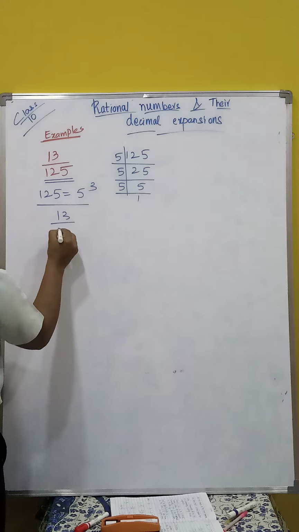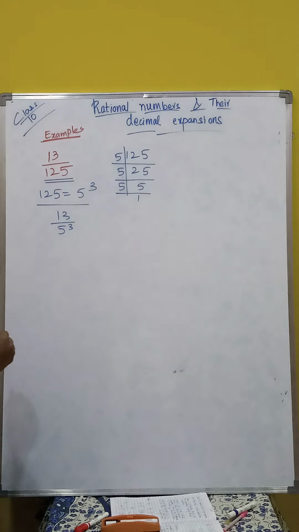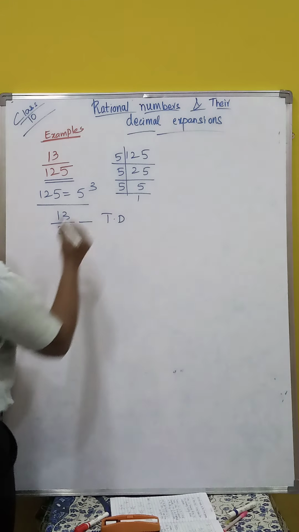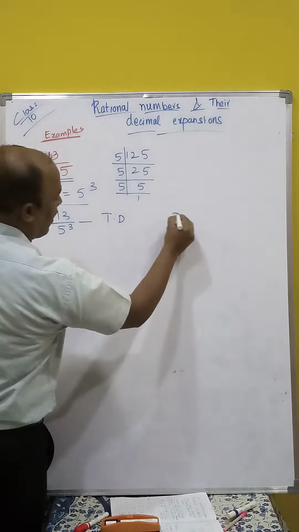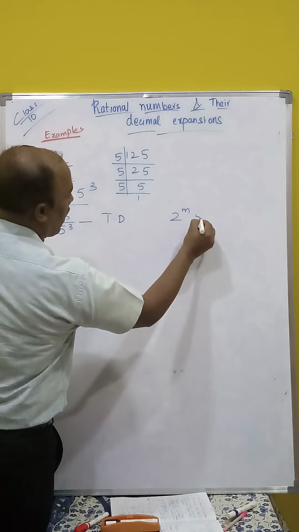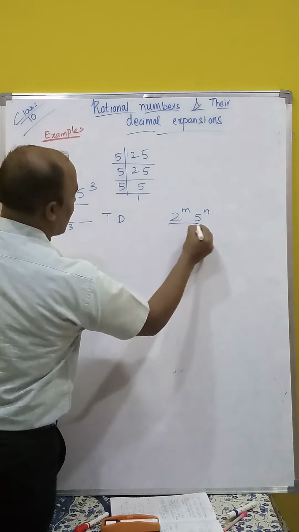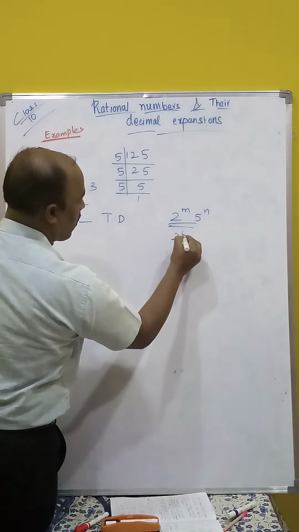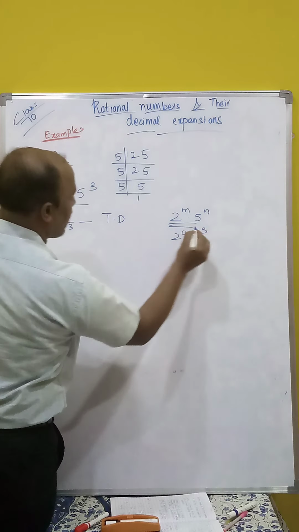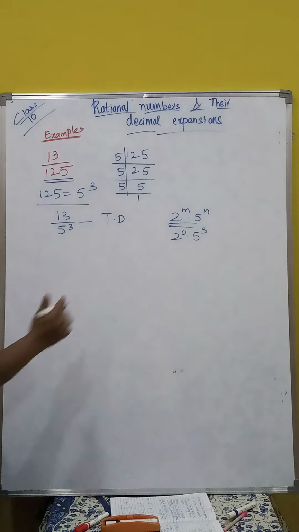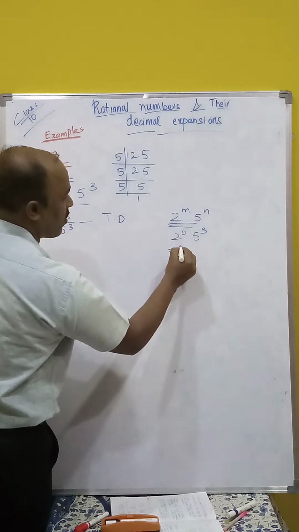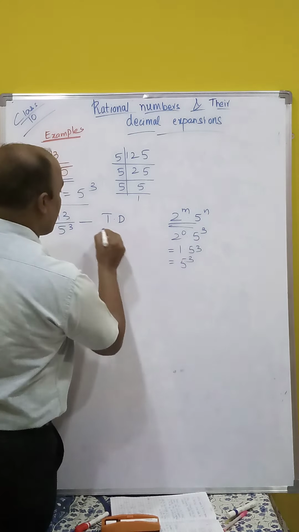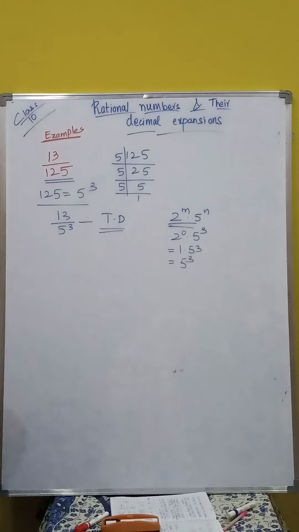13 by 5 cube. Now, tell me children, what type of decimal it is? Directly terminating decimal. How? We know that it is in the form of 2 power n and 5 power n. Same way we are writing here. The other one is what is here? 2 power 0 and what is the value we have here? 5 cube. Now finally what is the answer? 2 power 0 is 1 and 5 cube is 5 cube only. And finally 5 cube. Then directly you can say that it is terminating decimal expansion.